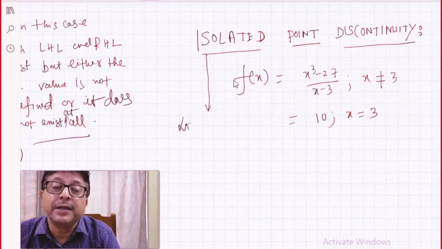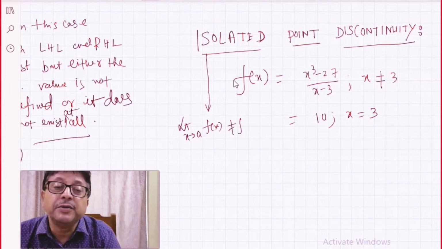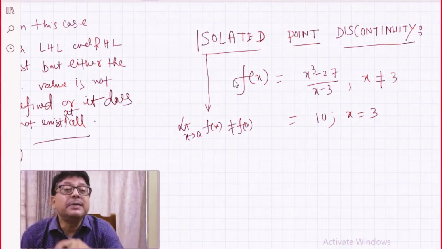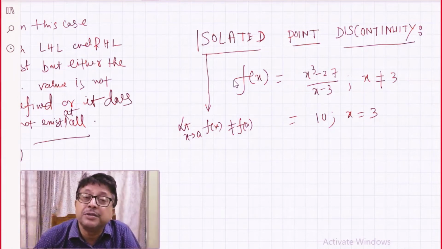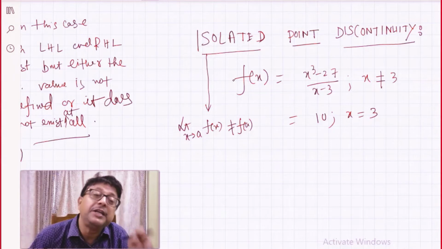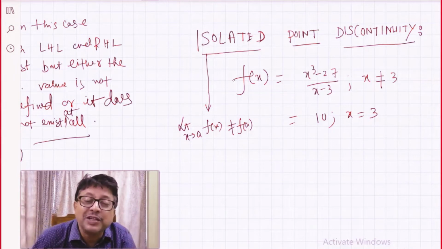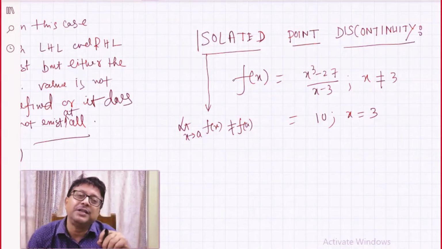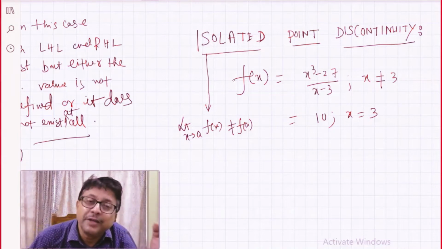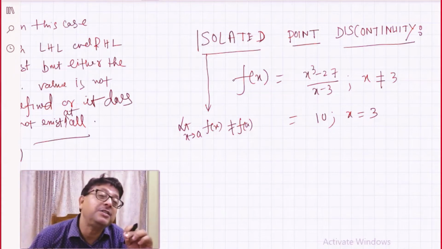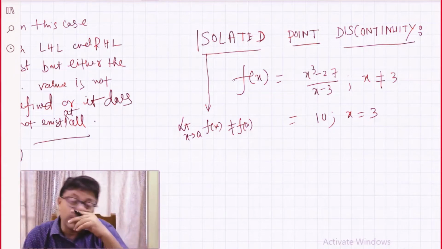Here limit x tending to a f(x) not equal to f(a). See the difference between the missing point discontinuity and isolated point discontinuity. Missing point discontinuity, f(a) was not given. In isolated point discontinuity, f(a) is given, but it is not equal to the limiting value. But this kind of discontinuity also can be removed by redefining the function. So continuous extension is also possible here. Let's see what is happening there.